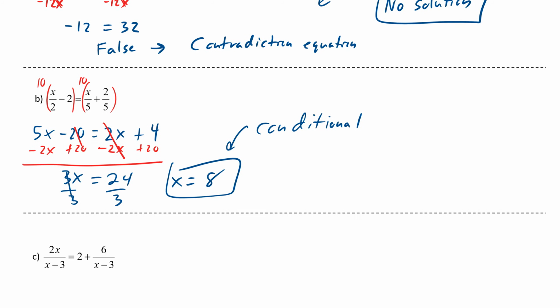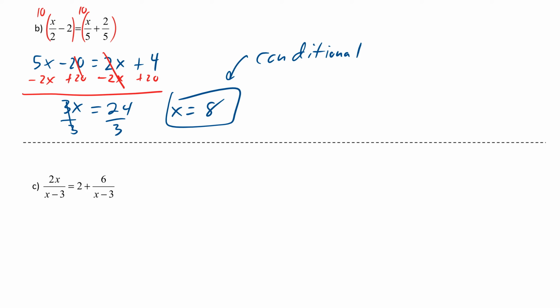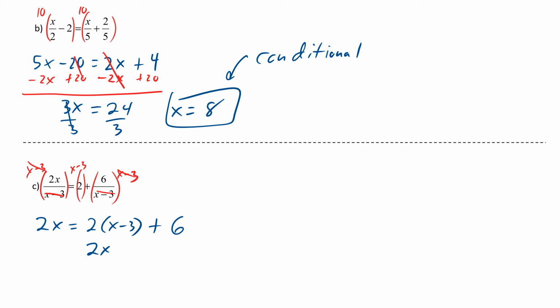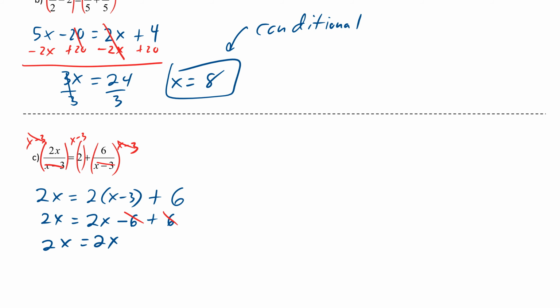All right, so all we have left now is infinitely many solutions. So this should be an identity. We multiply everything by x minus 3. And again, we're going to do that little trick where we split it. Then the x minus 3's cancel. So we get 2x equals 2 times x minus 3 plus 6, which is 2x minus 6 plus 6. Continuing to simplify, these two cancel. And there it is. I have 2x equals 2x.